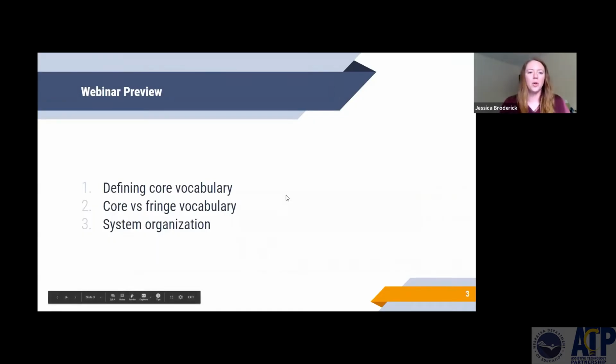So what we're going to talk about today is what core vocabulary is. This is a really important concept when we're talking about our AAC users and learners and what we're including in their device and what we're teaching them. We're going to talk about fringe vocabulary and when we include that, what that is, how we include it, when we include it. And then how to go about organizing systems.